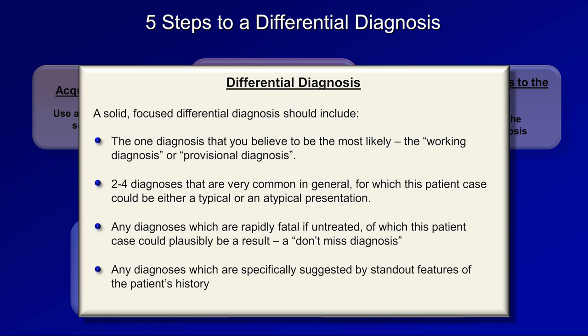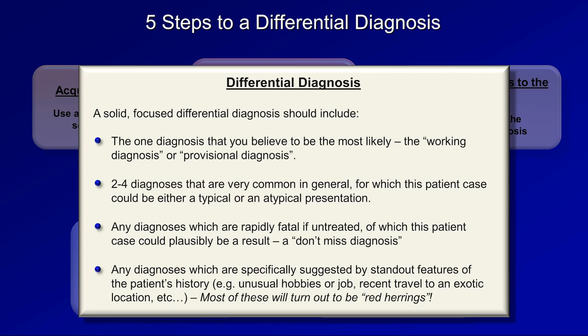Finally, any diagnoses which are specifically suggested by standout features of the patient's history, including unusual hobbies or job, and recent travel to an exotic location. Most of these unusual standout features will be what we refer to as red herrings. A red herring is an unusual element of the presentation that falsely appears quite relevant, but ultimately distracts the clinician away from the true diagnosis.